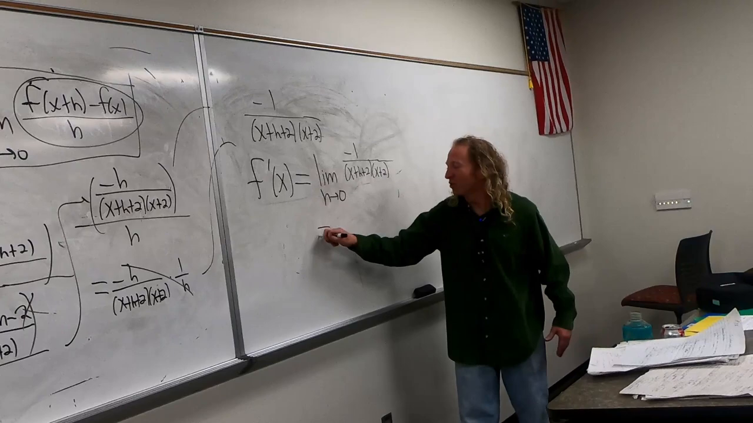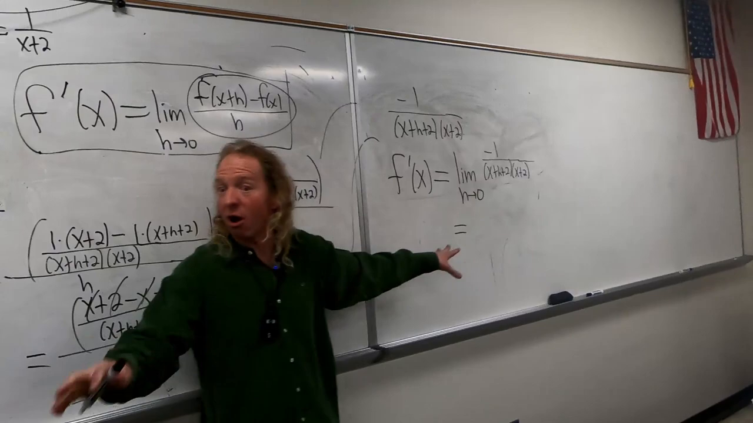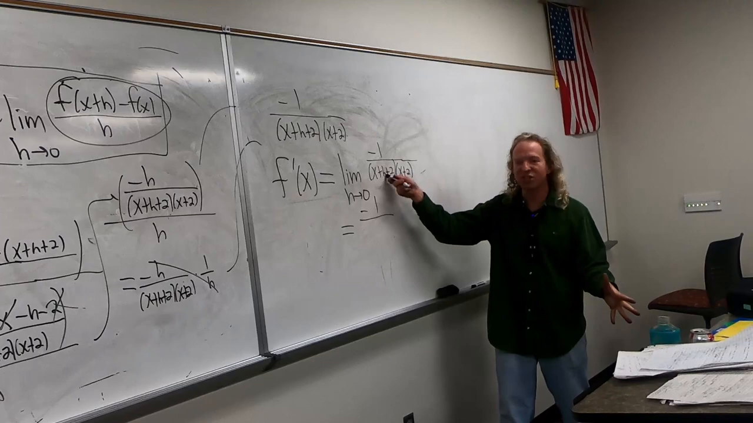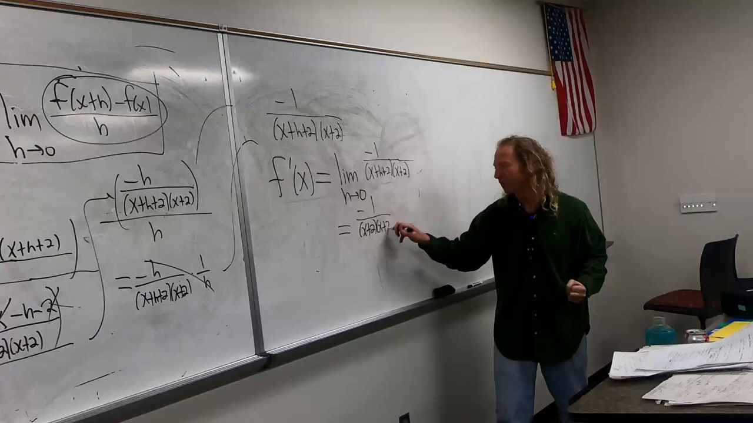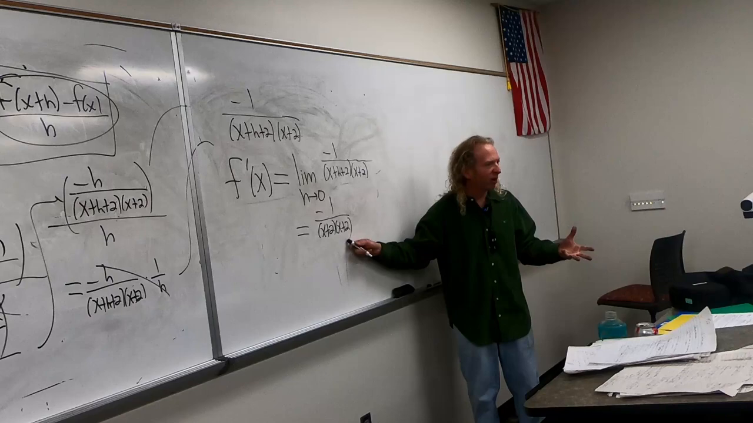So now we're gonna take the limit. We're gonna plug in the zero. Do we write the limit again now? No, we drop it, right? Good. So this is going to be negative 1 over, this is 0, so it'll be x plus 2 times x plus 2, which is x plus 2 squared. And just leave it like that.